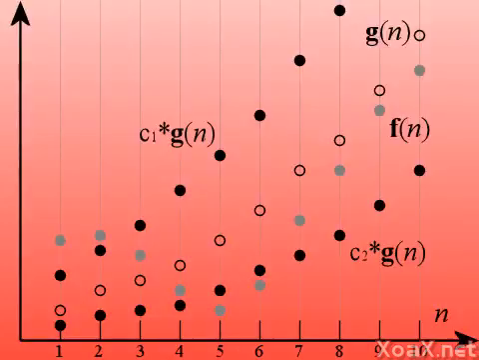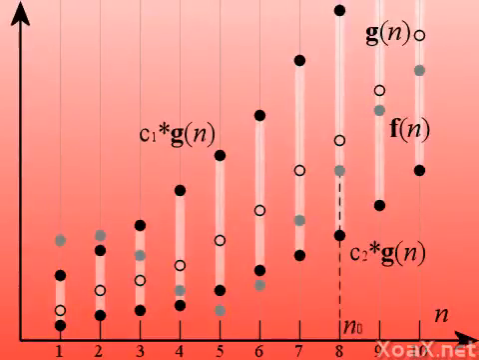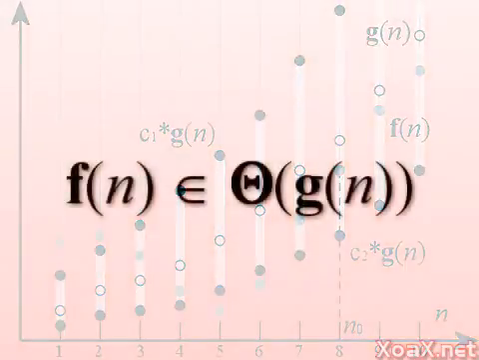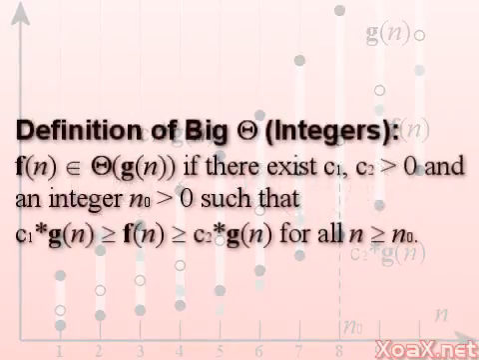Additionally, we can have two constant multiples of g of n that bound the function f of n on both sides from some point n0 onward. Here again, we say that f of n is in big theta of g of n. Formally, we say that f of n is in big theta of g of n if there exist positive constants c1 and c2 and a positive integer n0 such that c1 times g of n is greater than or equal to f of n, which is greater than or equal to c2 times g of n for all n greater than or equal to n0.